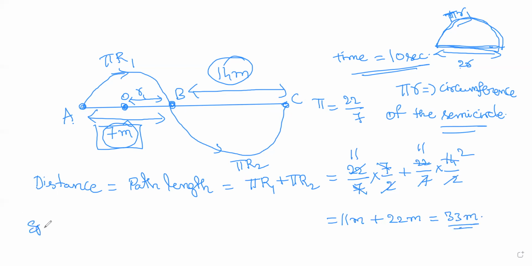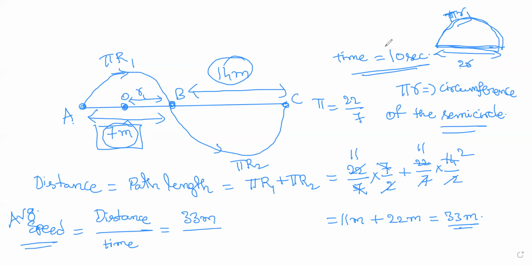So we can calculate the speed. Speed is equal to distance traveled divided by the time taken. So distance is about 33 meters. This is the average speed we are calculating. Average speed is 33 meters divided by 10 seconds, which is what they have given as the time it took. 33 by 10 is about 3.3 meter second inverse. So that's the answer for the speed. Distance and speed part is over.